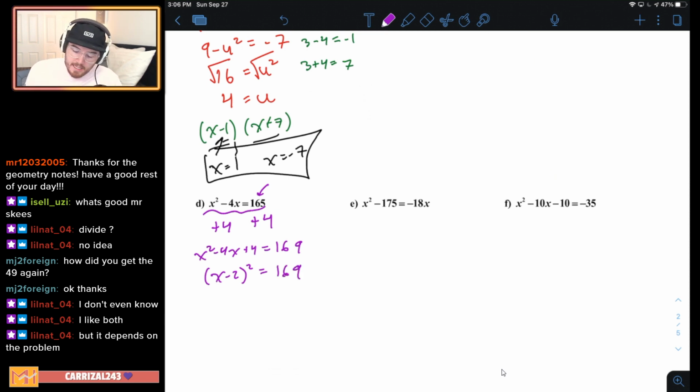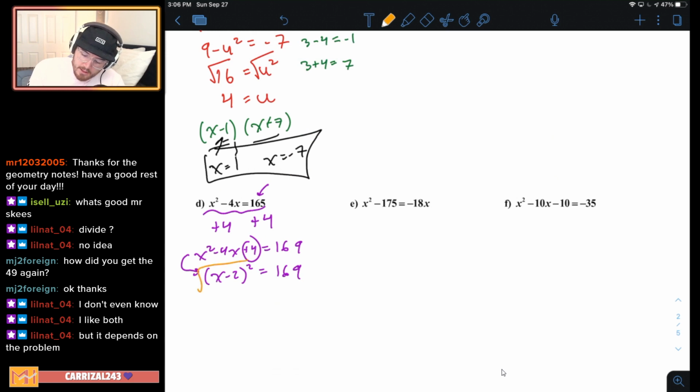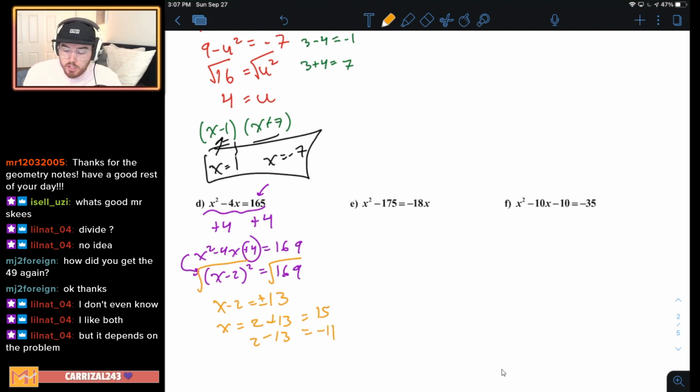Why am I adding 4? Because it allows me to rewrite it like so. 4 is the special number that allows that, right? That's this pattern, this idea of completing the square. 4 is special. It allows me to rewrite it as x minus 2 squared. And then when I take the square root, I end up with x minus 2 equals plus or minus 13. x equals 2 plus 13, 2 minus 13. This one came out nice. I end up with some whole numbers. Not too shabby.